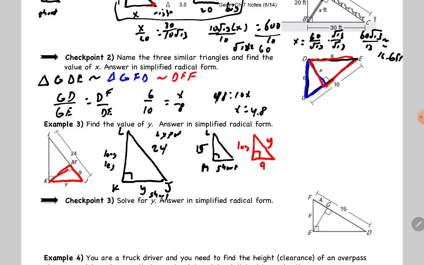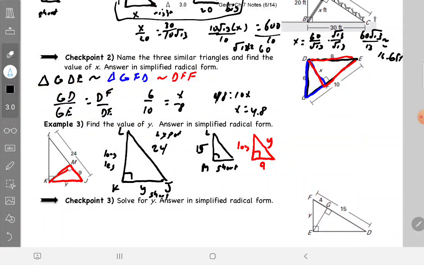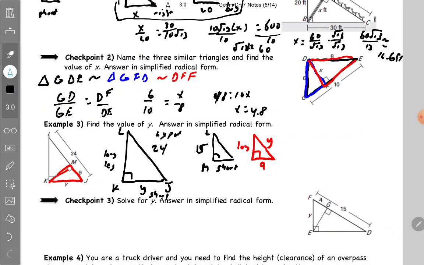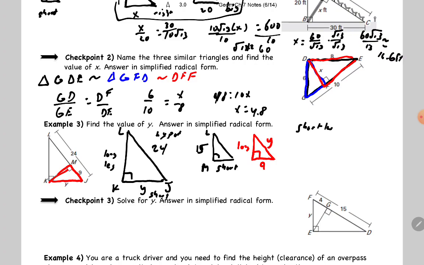Okay. So now we're going to look at our three triangles and see if we can find a way where we can solve for y, because we want to create a proportion. So the big one has the short leg and the hypotenuse. One of these other triangles also has a short leg and a hypotenuse. And that happens to be the black and the red. So I'm going to do short leg over short leg. So short leg over short leg equals hypotenuse over hypotenuse.